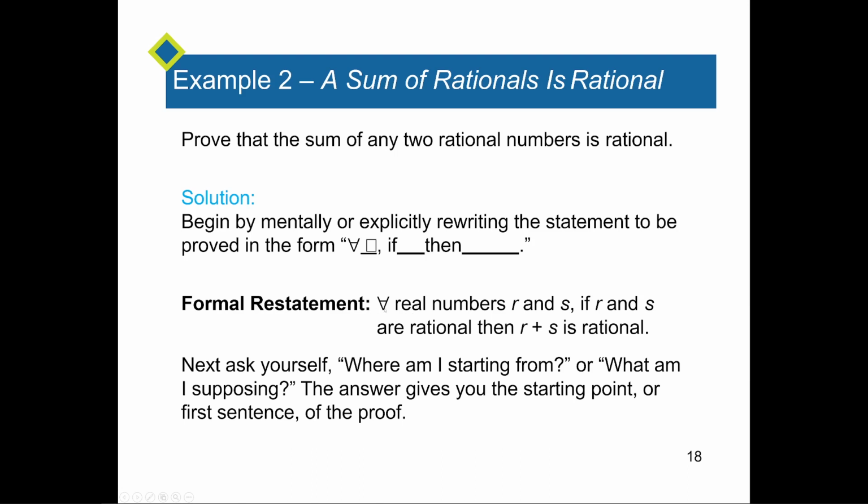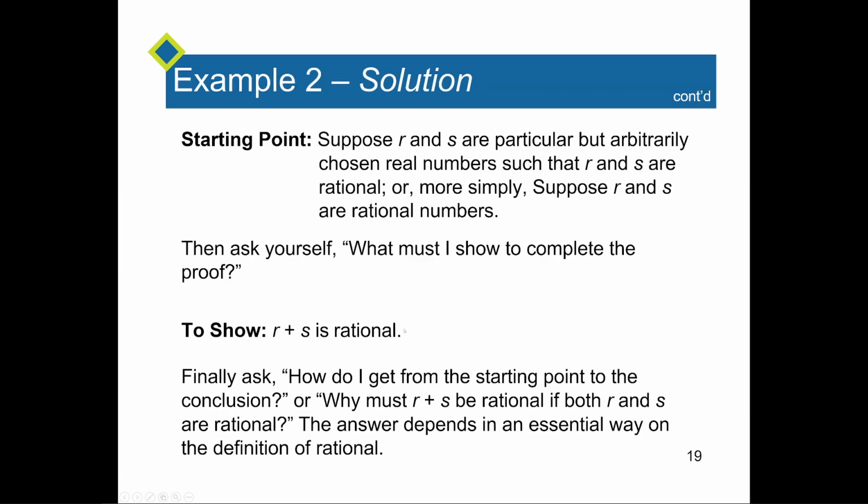So the formal restatement is: for all real numbers r and s, if r and s are rational, then the sum of them is also rational. We just choose random letters here. These are some questions you have to ask yourself: where am I starting from, or what am I supposing? And we can add another one: what is my conclusion? How do I get there? When we ask ourselves these questions, then we are able to understand how to begin these proofs.